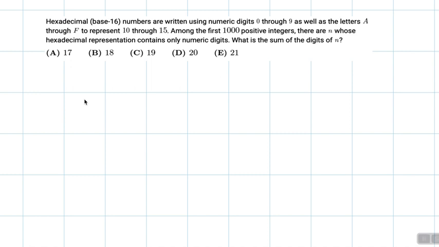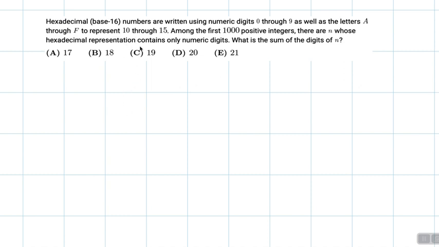Hexadecimal, base 16, numbers are written using numeric digits 0 through 9, as well as the letters A through F to represent 10 through 15. Among the first 1,000 positive integers, there are n whose hexadecimal representation contains only numeric digits. What is the sum of the digits of n?